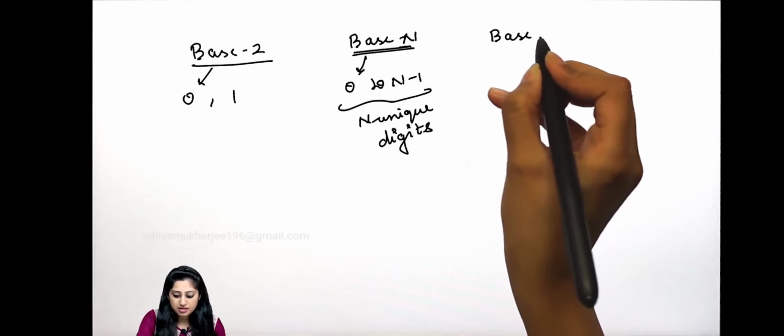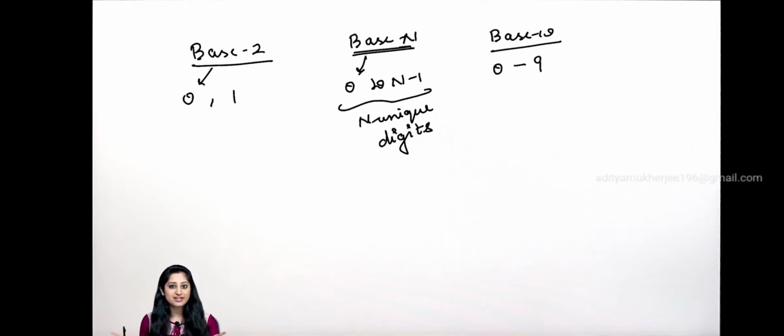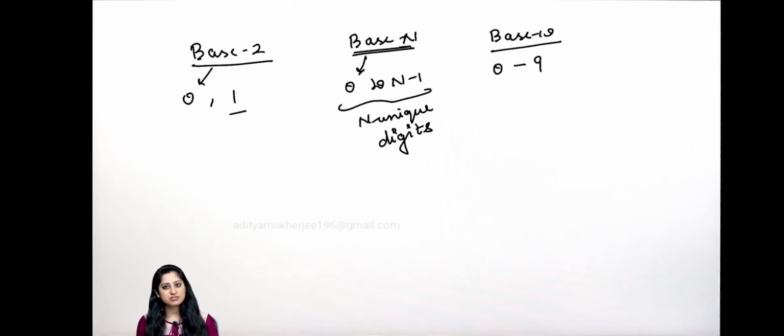We are aware of the decimal number system, so I'll relate it to decimal. It's a base 10 number system, right? So we have 0 to 9 as unique digits, a total of 10 unique digits, and using combinations of them we get different numbers. The same is the case here. Binary is a base 2 number system, so whatever number you see in binary will be comprised of zeros and ones only.